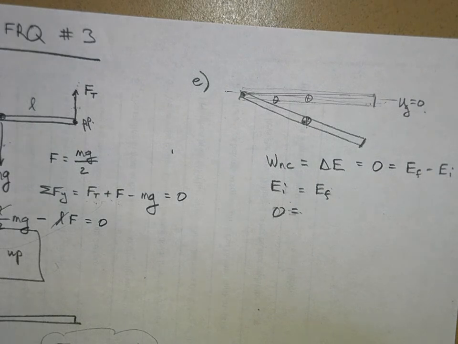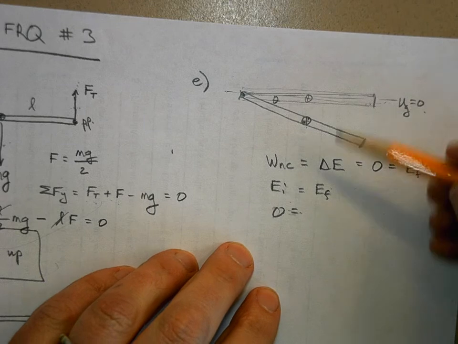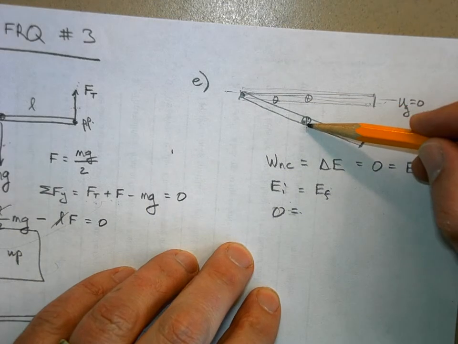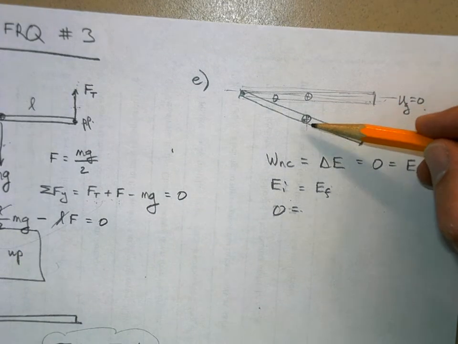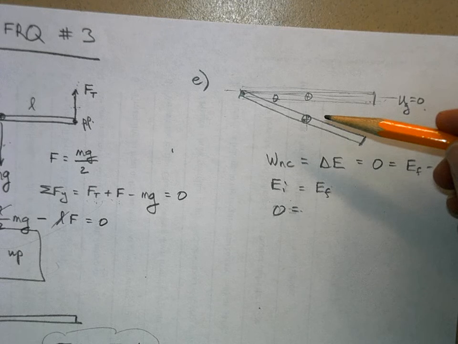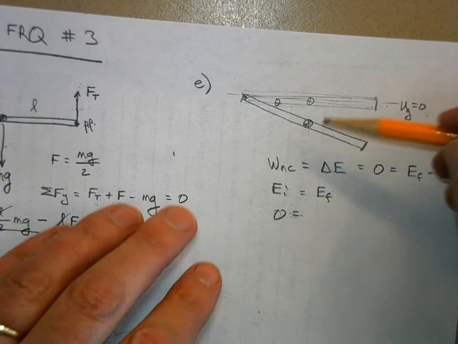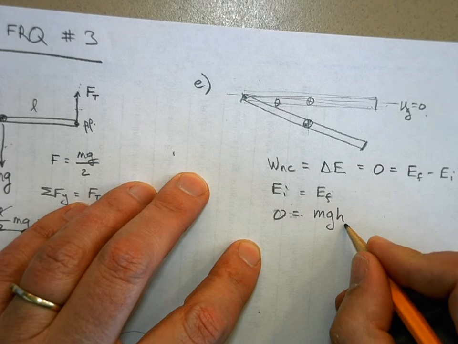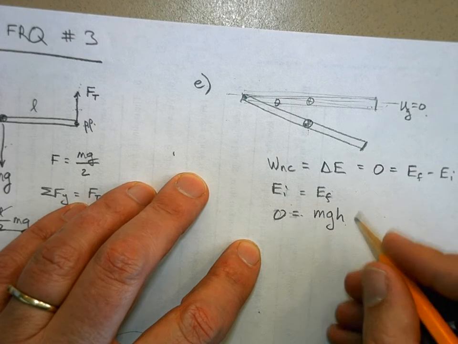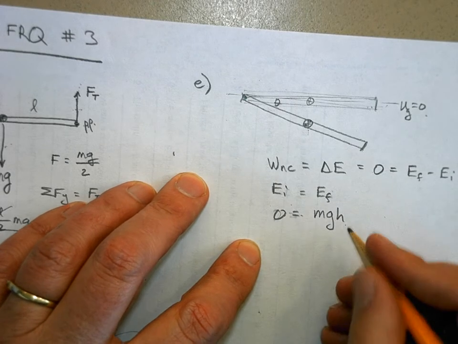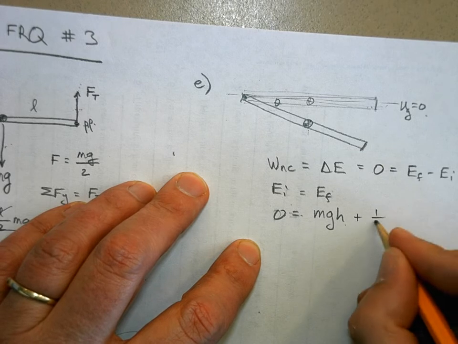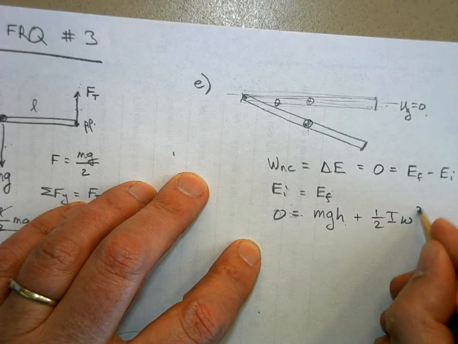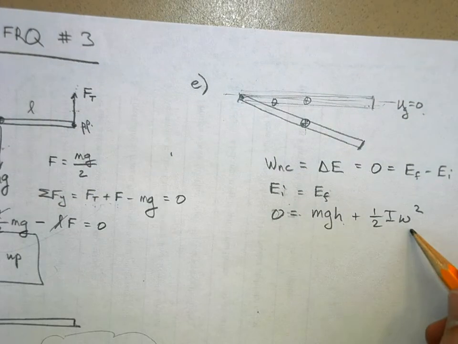So now, E final. What is E final? Well, it's got two kinds of energy now. It's got gravitational potential energy, mgh. Now that's going to end up being negative, that h. That's why we can swing it to the other side and we're going to be okay. Plus 1/2 I omega squared. And that's what we're looking for right there.